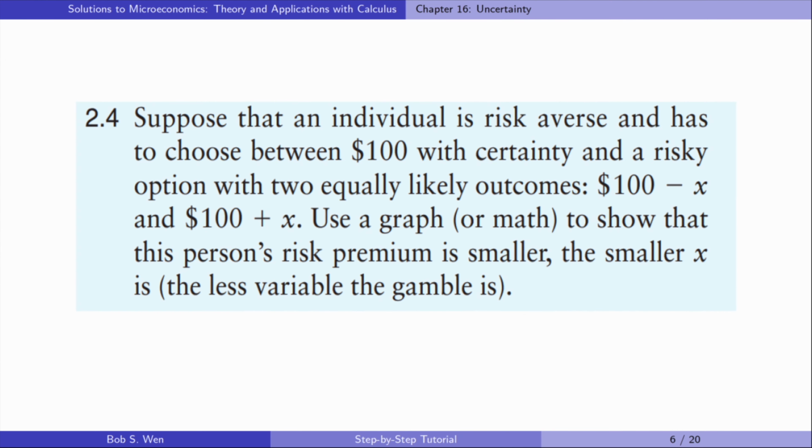Let's answer exercise 2.4. Suppose that an individual is risk-averse and has to choose between $100 with certainty and a risky option with two equally likely outcomes, 100 minus X and 100 plus X. Use a graph to show that this person's risk premium is smaller the smaller X is, the less variable the gamble is.